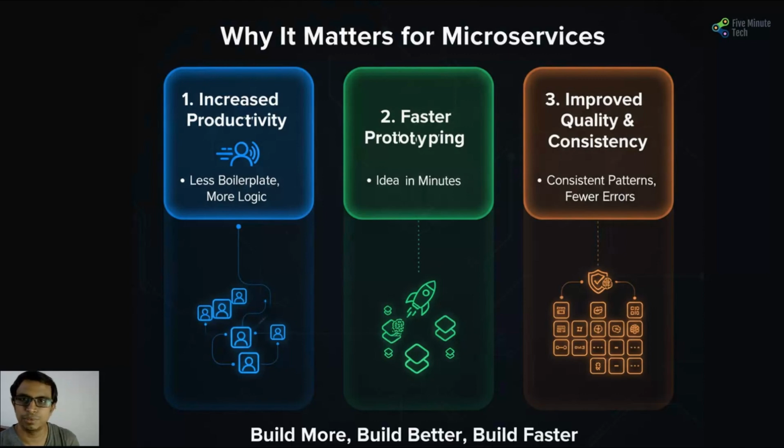Why does it matter for microservices? Because it increases our productivity. There is less boilerplate and more logic that we think about, and we don't worry about the basic plumbing work. Faster prototyping: the idea can be implemented in minutes, and that could be done through your AI model. Improved quality and consistency, because you are consistently implementing with the help of the AI across all the services. And then it helps us in building more, better and faster services.